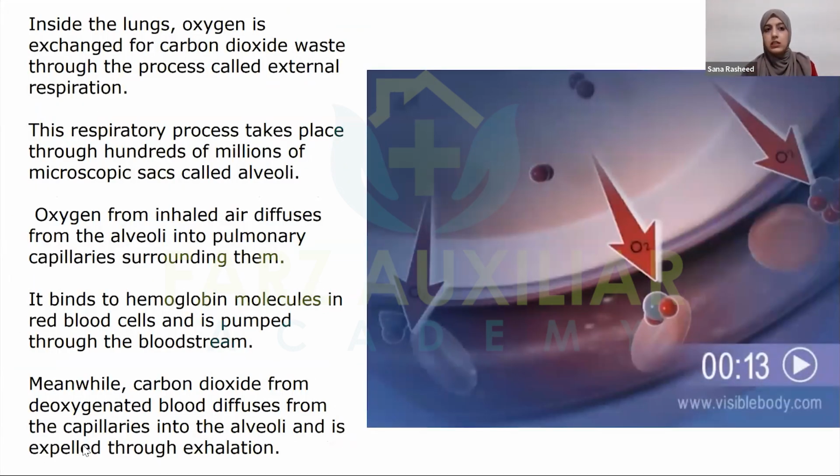Moving on, in the lungs, oxygen is exchanged for carbon dioxide waste through a process called external respiration. These are the basics of the respiratory system. This process takes place through hundreds of millions of microscopic sacs called alveoli. Oxygen from inhaled air diffuses from the alveoli into the surrounding pulmonary capillaries, binds to the hemoglobin molecule in the red blood cell, and is pumped through the bloodstream. Meanwhile, carbon dioxide from the deoxygenated blood diffuses from the capillaries into the alveoli and is expelled through exhalation.